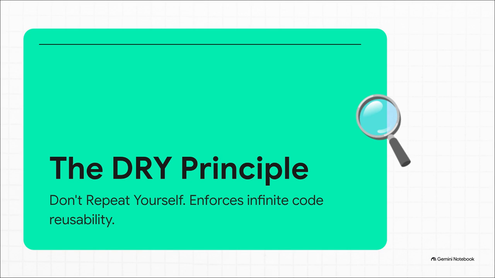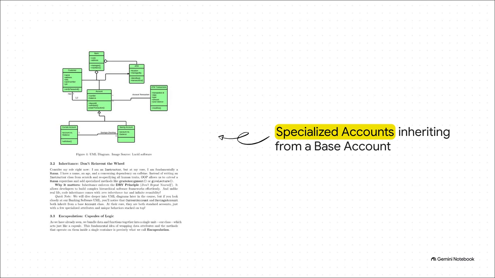It lets developers build complex, hierarchical frameworks almost effortlessly. Plus, unlike real life, code inheritance comes with zero inheritance tax and infinite reusability. For example, take a look at this UML diagram for some banking software. If you look down at the bottom, you'll see the current account and savings account boxes. Notice those arrows pointing up to the base account class? Both of those specialized accounts are inheriting from that standard account blueprint.